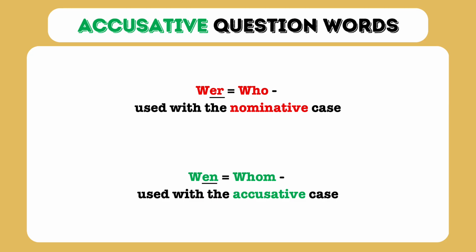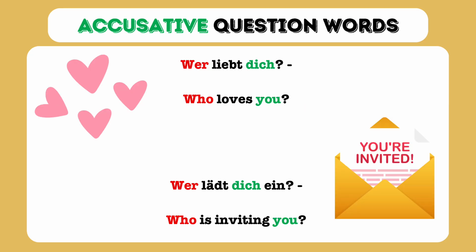Let's take a look at these question words in action. "Wer liebt dich?" Who loves you? "Wer lädt dich ein?" Who is inviting you? In both of these, you are being verbed or being acted upon, which makes you the direct object, but "wer" is the subject. Who is the one doing something?